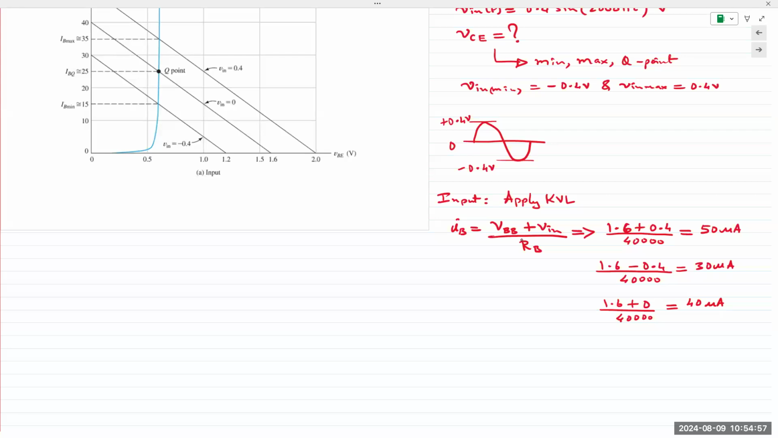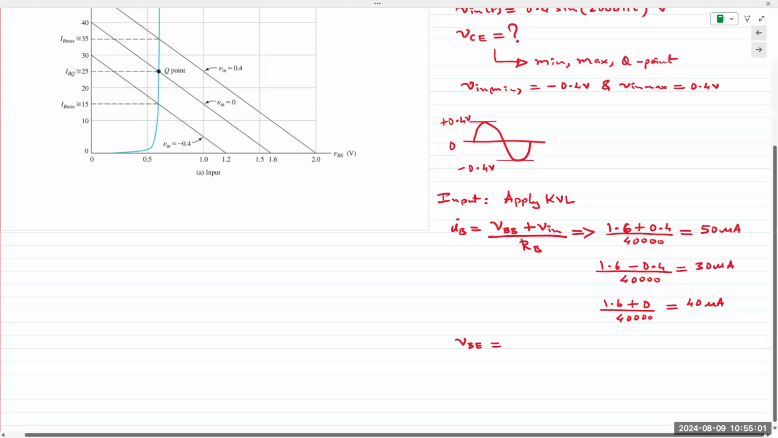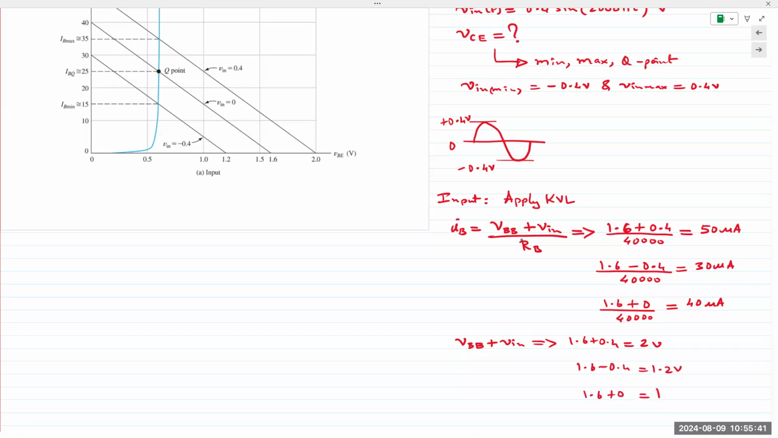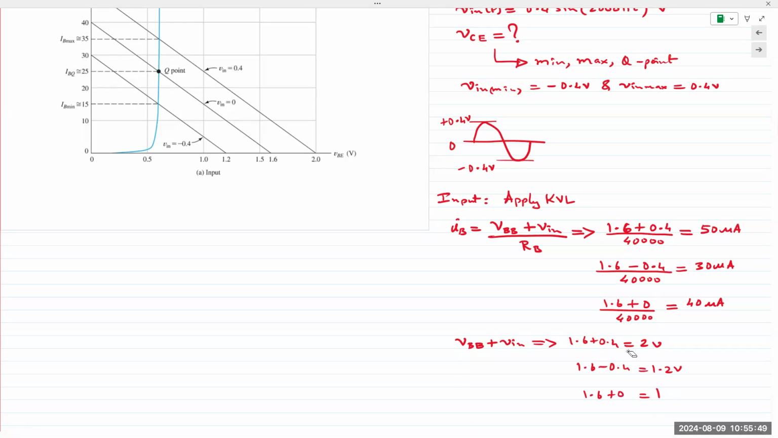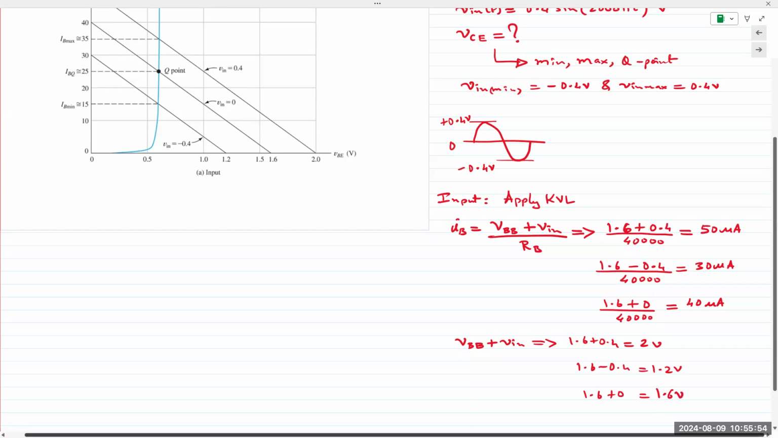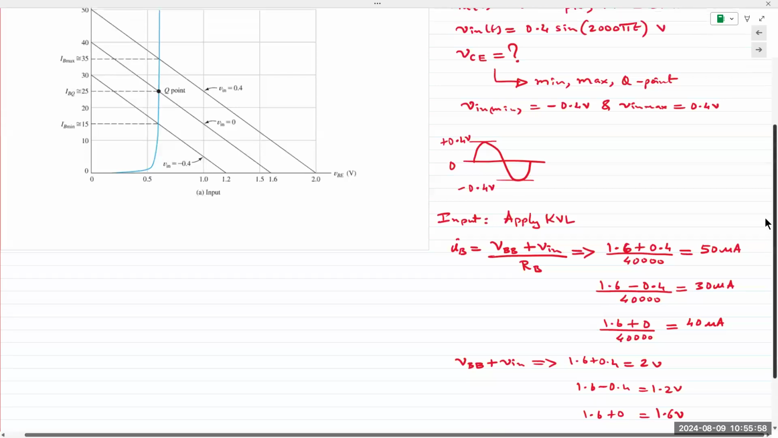And on the other side, we have VBE and VBE plus V in. 1.2, oh no, 0.6, 1.2, 1.6, and 2 volts. And that's how we get our three values for the X and Y axes.